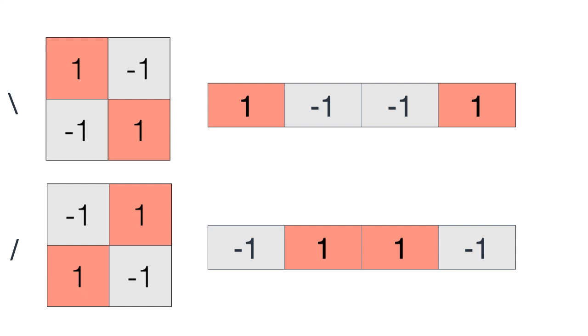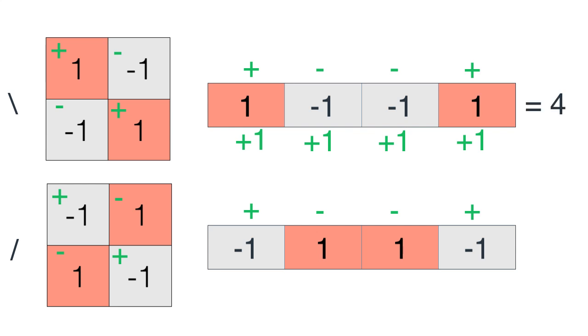The best one, or I think the best one, is this one. If you put the plus and minuses in these positions, then you want to add the first one, subtract the second one, subtract the third one, and add the fourth one. So what happens if we do this on the top one? We get +1, -(-1) is +1, -(-1) is +1, and +1, so we get a 4. And for the bottom one, we have -1, -1, -1, -1, so we get a -4. So there, we can finally tell these two apart.